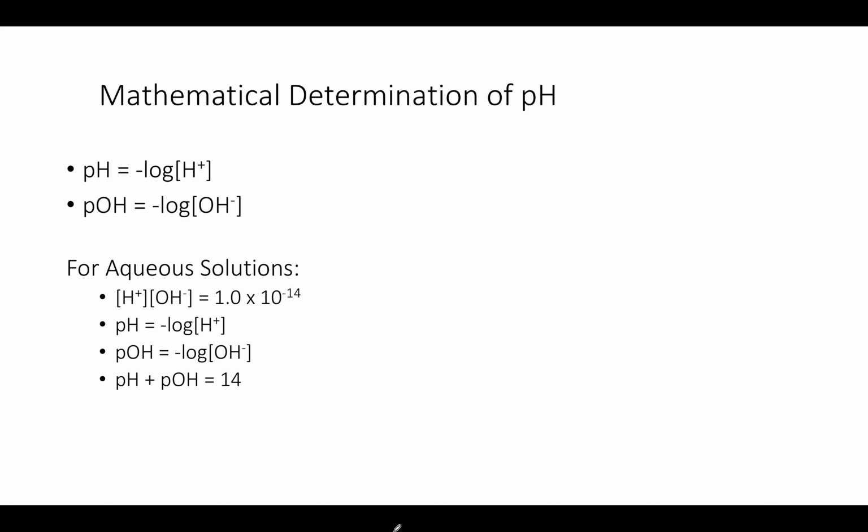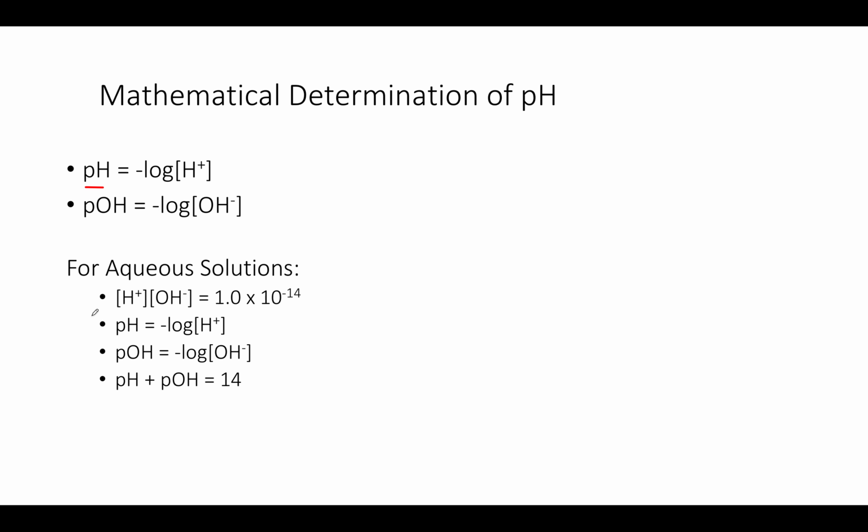So pH, by definition, is the concentration of the hydrogen ion in solution. To calculate the pH, you take the negative log of the hydrogen ion concentration in a solution. The pOH is the measure of the hydroxide ion concentration in a solution. To calculate the pOH, you would take the negative log of the hydroxide ion concentration.